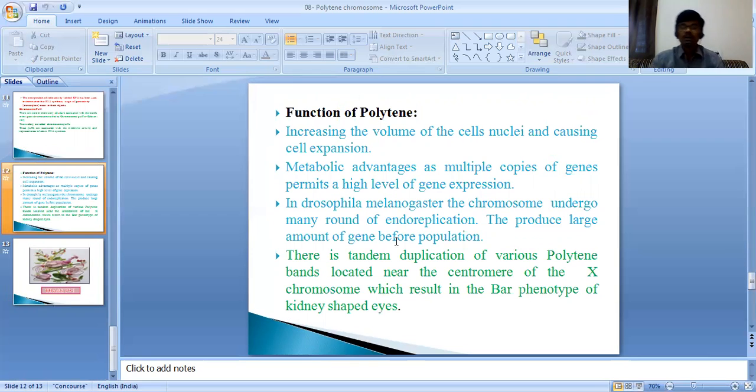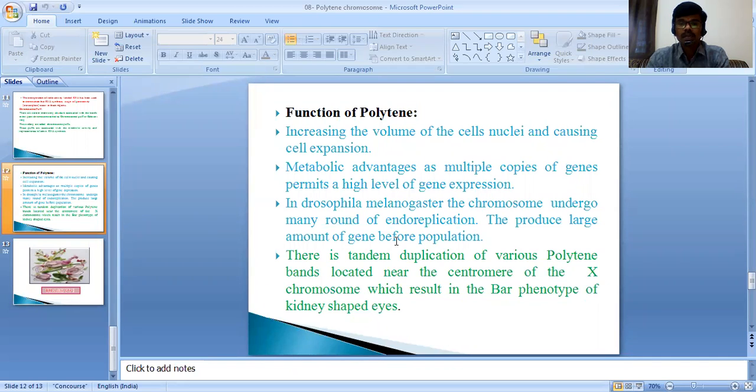Functions of polytene chromosomes. Increasing the volume of cell nuclei and causing cell expansion. Metabolic advantages, as multiple copies of genes permit a high level of gene expression. In Drosophila melanogaster, the chromosomes undergo many rounds of endoreplication. They produce large amounts of gene product before pupation.